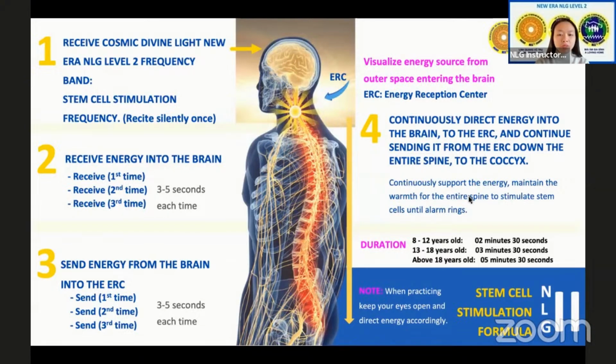Now, of course, it instructs you to keep your eyes open when you practice this formula. But for those of you who perhaps have vision impairment, or you just have to close your eyes because of an eye-related condition or something like that, then of course you can be quite flexible if you have a very specific condition. Or you can reach out to us and double check with us on Telegram.